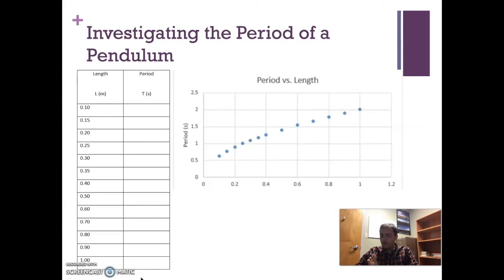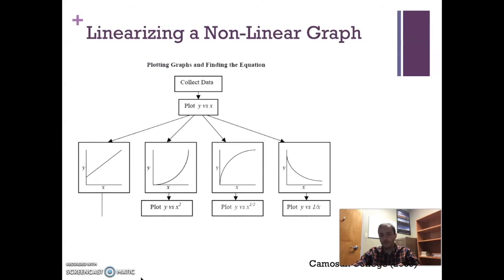You may be used to straight line graphs from previous physics courses. Here, you're going to have a curve, and in fact, we're going to see that the curve is exactly what you expect. So you're looking for that kind of curved shape. Now, what do you do with the curved shape? Well, we're going to have to do something called linearizing this graph, and how we do it is as follows.